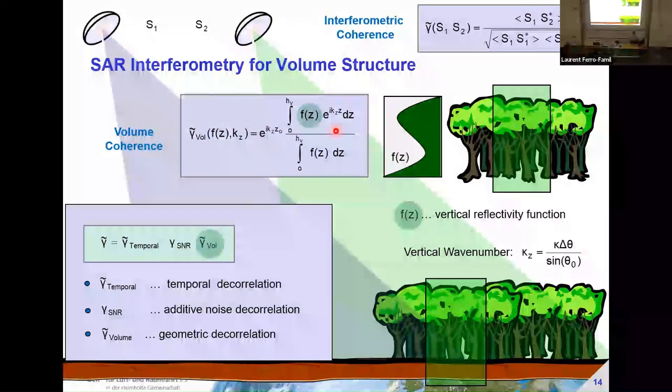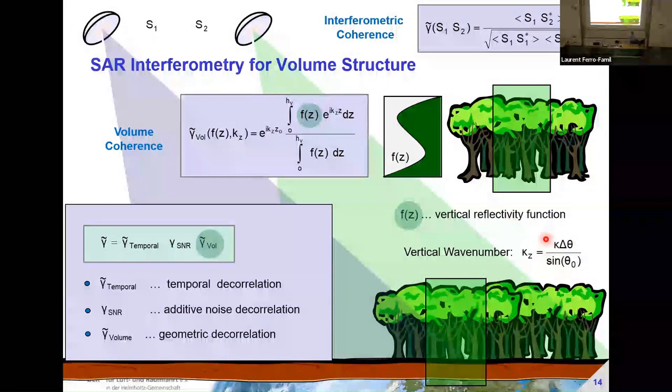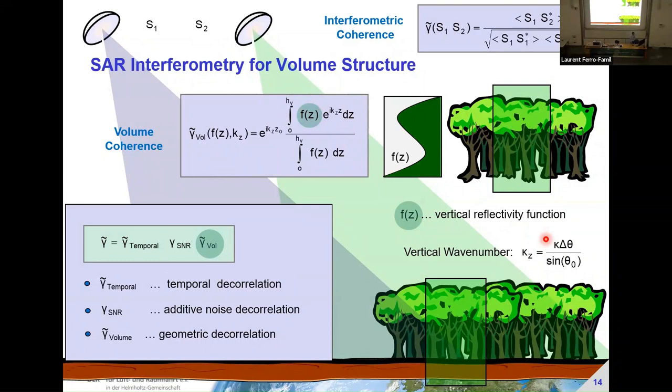So we use this and we develop this. You have this Fourier relationship. The complex exponential that you have here depends on this quantity here, which is the vertical wave number. And the vertical wave number depends on the baseline. You see here you have this delta theta. Delta theta is the difference of incidence angle from this point to this point. So in principle, it's the difference of the angles with which you are looking at the same pixel. Remember that whatever you see from here on, we are pixel-based. And it depends on the geometry. We will see later that this has something to do also with the interferometric phase.